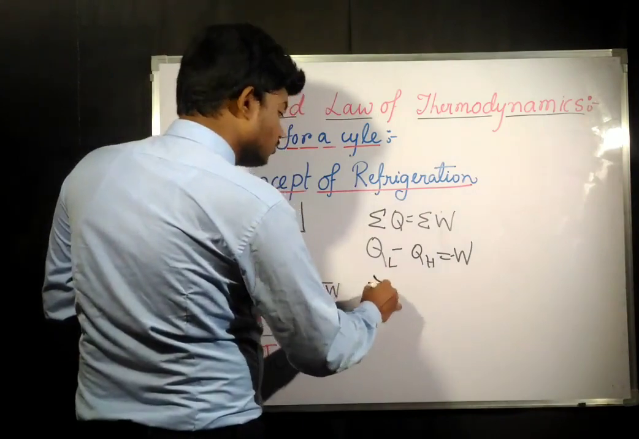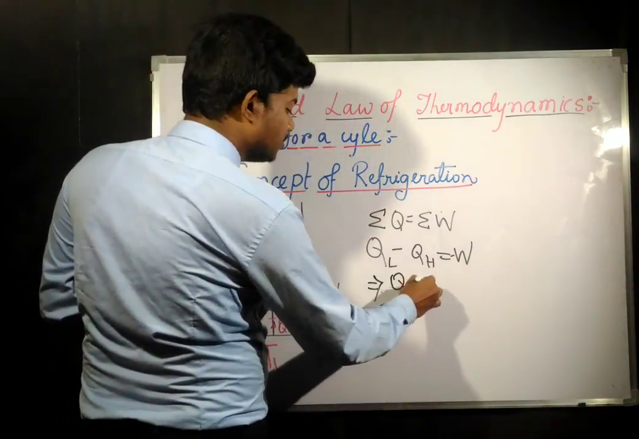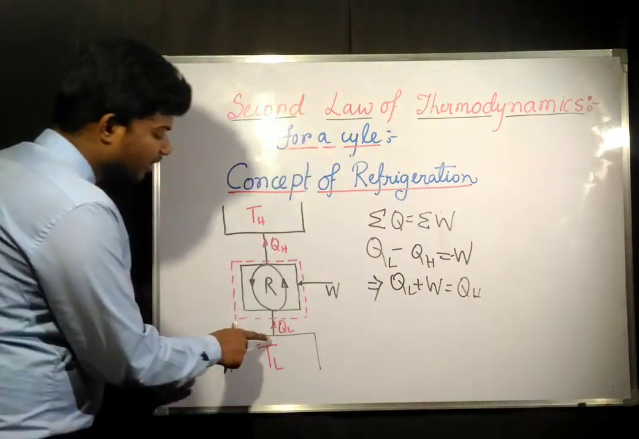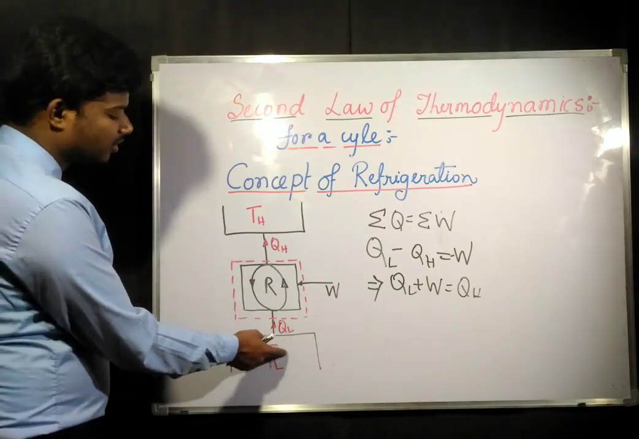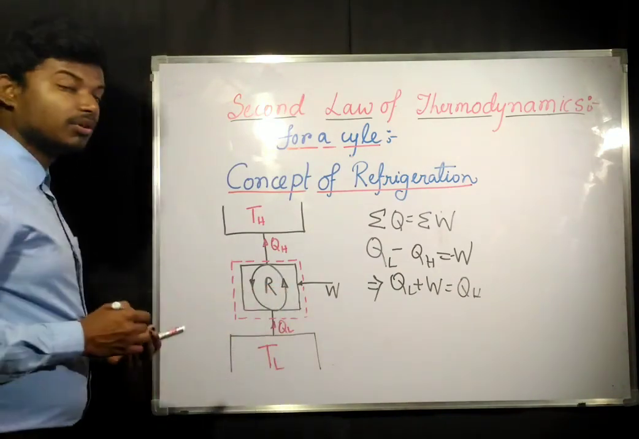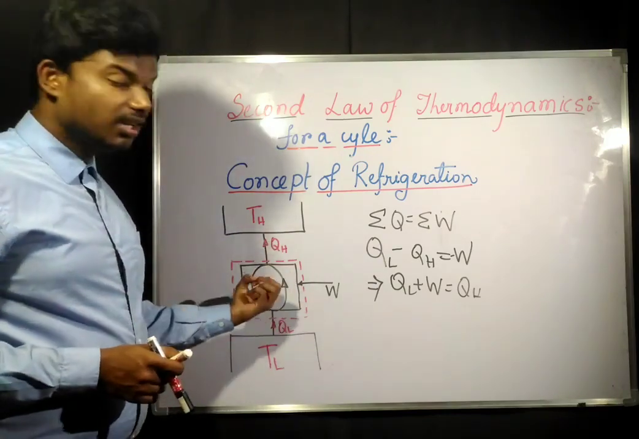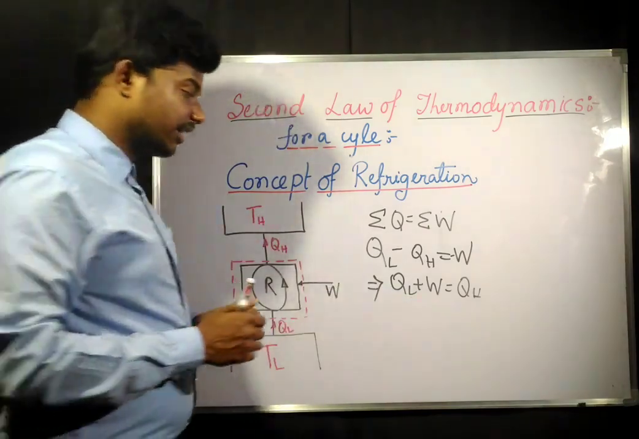Now from this equation, what are you going to get? You are going to get QL plus W is going to be your QH. So whatever heat or energy you are taking out from this place, and whatever work you are going to give, these two will sum up to give QH.